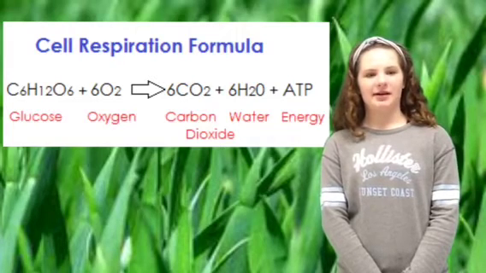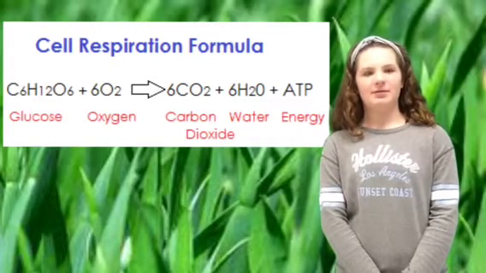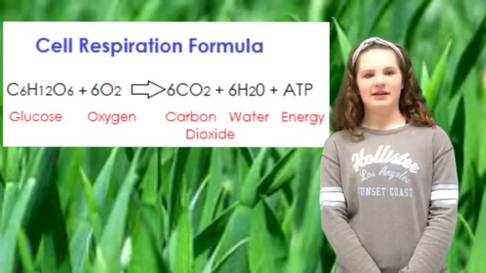The reactants are on the left. They are glucose, oxygen, and light. The products on the right are carbon dioxide and water, and an adenosine triphosphate, or ATP.